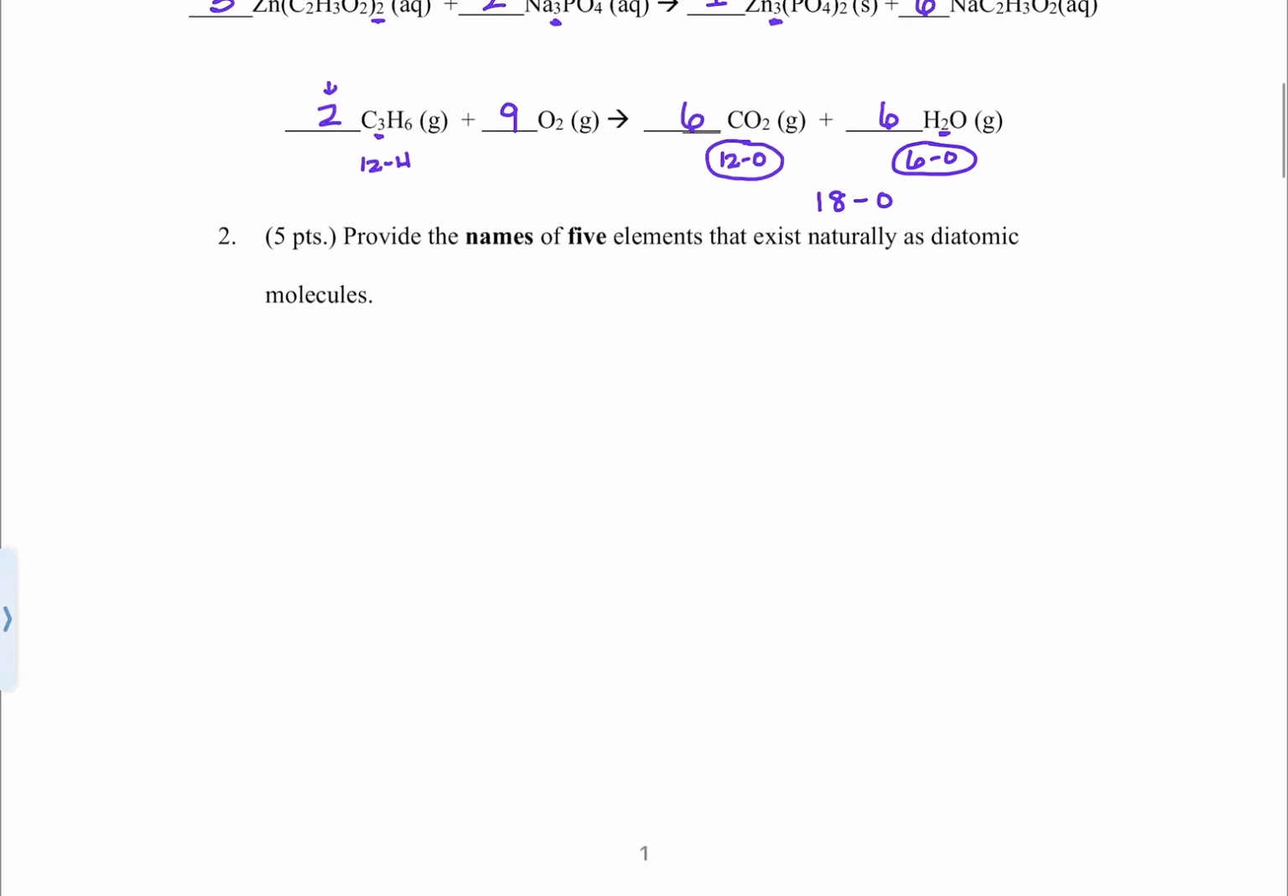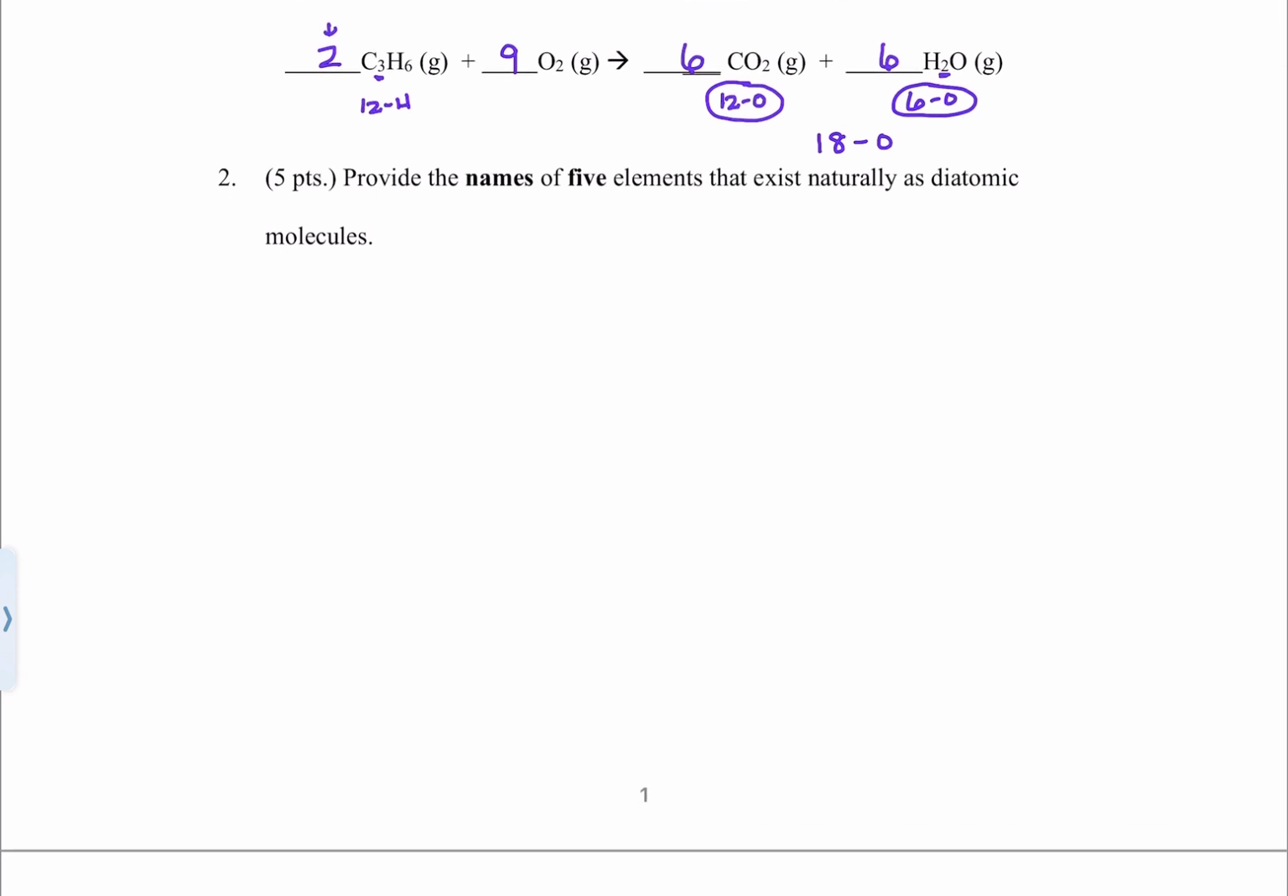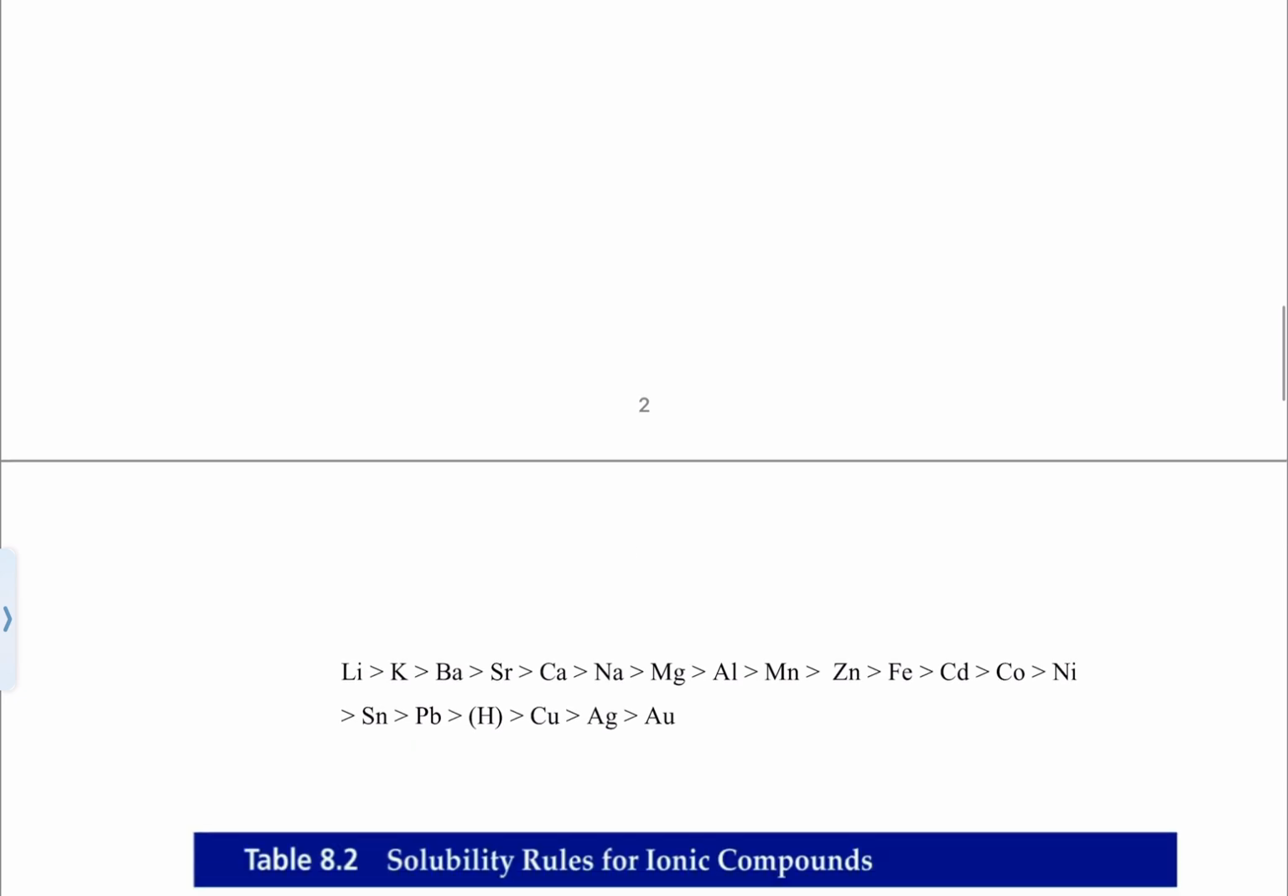Okay, the next question is probably the easiest question, but I realize a lot of you didn't know this. So make sure you know this because you're going to see diatomic molecules on your exam, and you're also going to need to be able to write these when you're doing chemical reactions. There was actually an example of this on your quiz that we're going to work through. We have 7 diatomic molecules, and you just needed to name 5 of them.